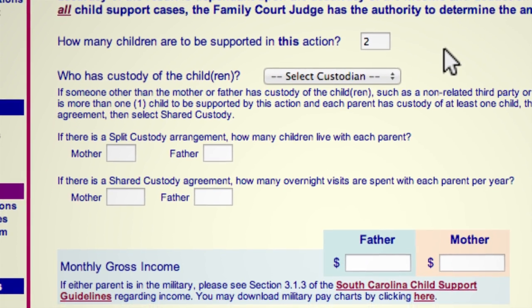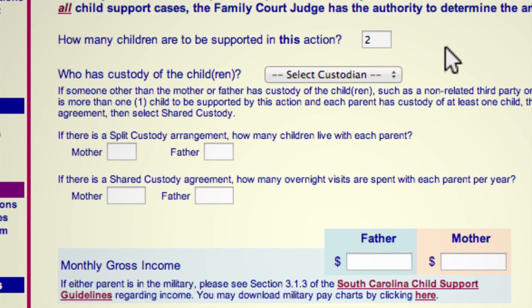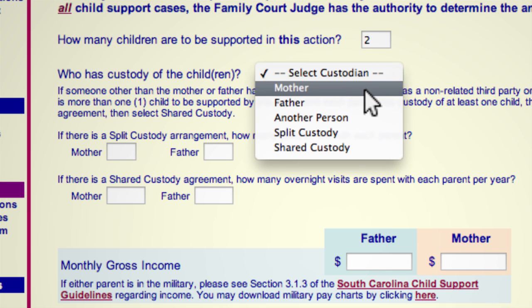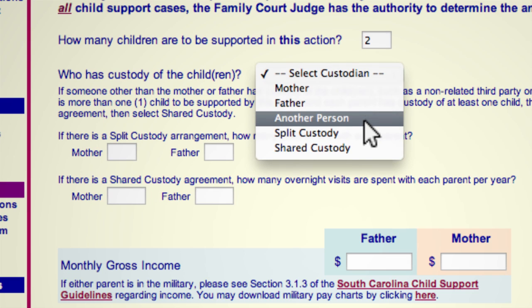Who has custody of the child or children? Press the arrow next to the box labeled Select Custodian, and the following drop-down box appears. Usually the mother or the father has custody. Another person can be a grandparent, a relative, or someone else the child lives with. If your child is in foster care, you would select this option.